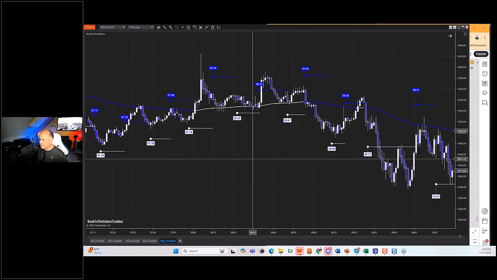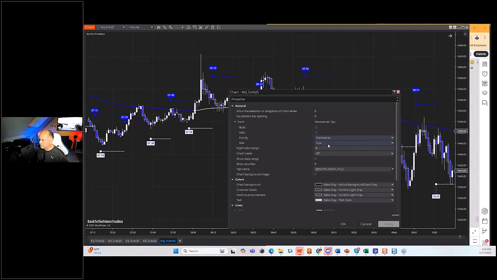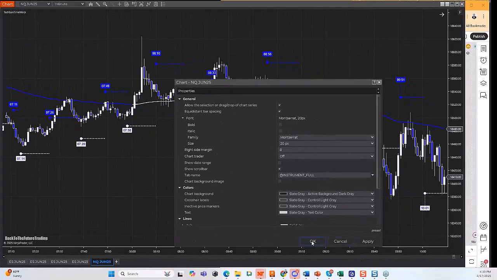Let me come in here and increase the size of the text on the margins so you can actually see where the prices are. Does everyone understand the experiment here? These are the times that the market moved yesterday, like the Beatles song.